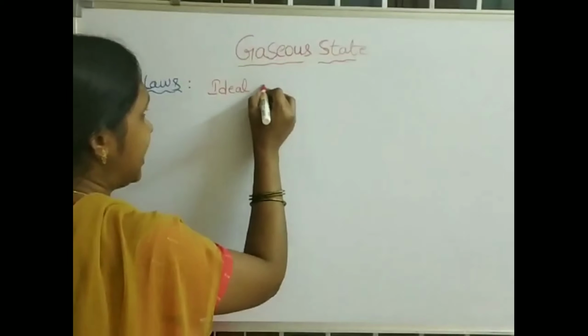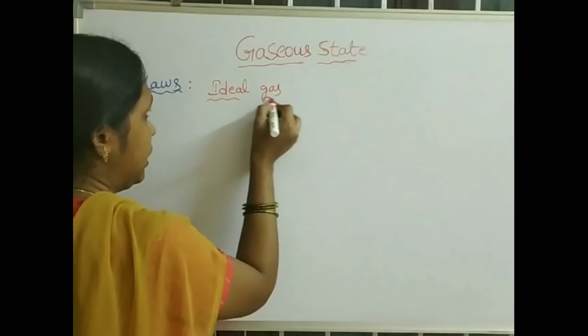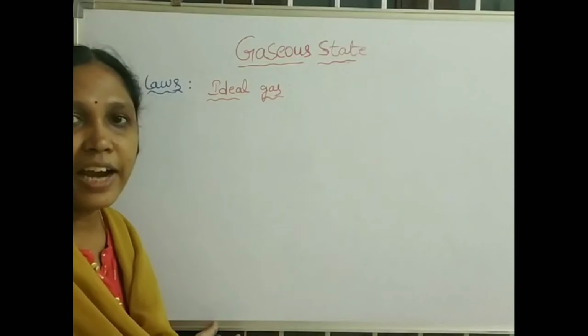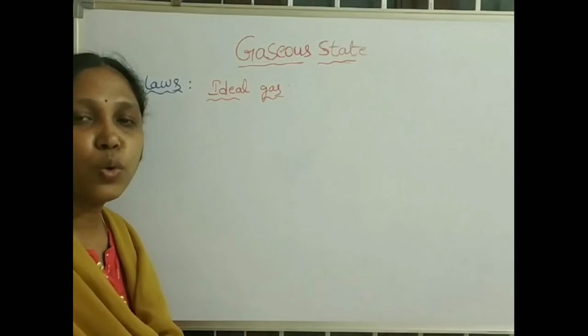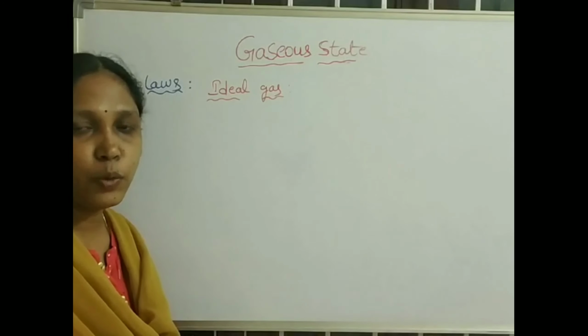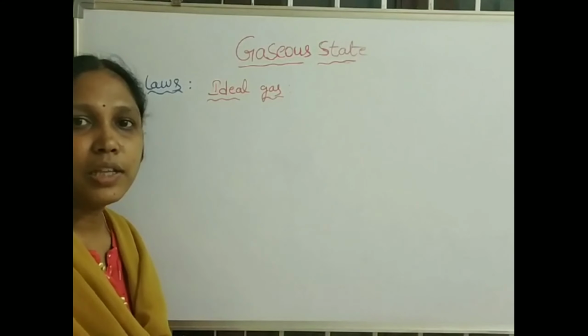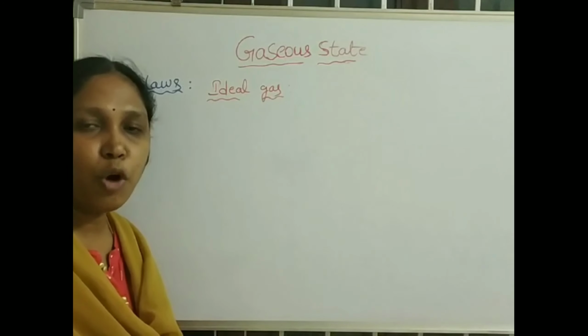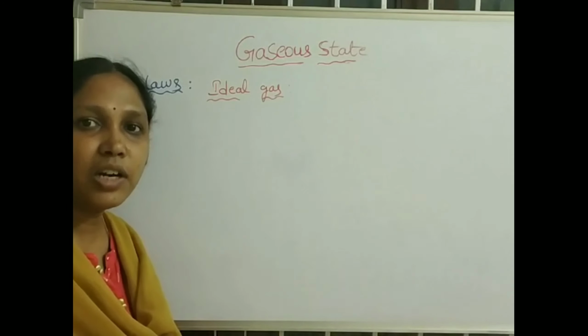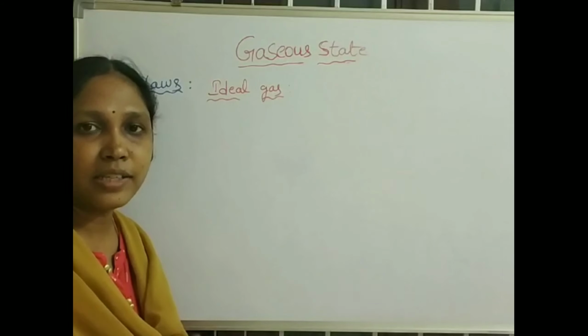Up to now, all of you learned four laws: Boyle's law, Charles' law, Gay-Lussac's law and Avogadro's law. Now, we will see the ideal gas equation. What is the ideal gas? Ideal gas means the gas which obeys the three laws. What are the three laws? Boyle's law, Charles' law and Avogadro's law. The gas which obeys Boyle's law, Charles' law and Avogadro's law is known as an ideal gas.